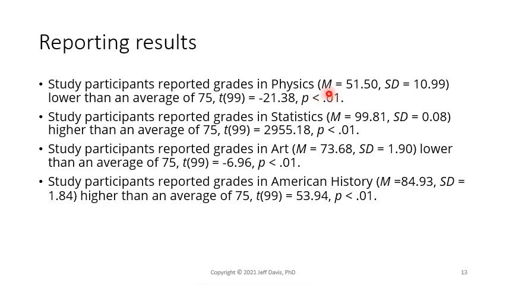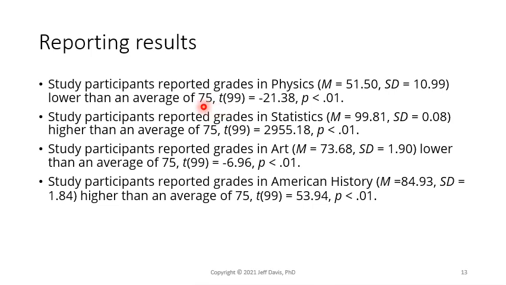The first thing we indicate here is the mean, which is 51.50. Standard deviation of 10.99. Right? And we say that that is lower than the average of 75, which of course represents the null distribution. All right?